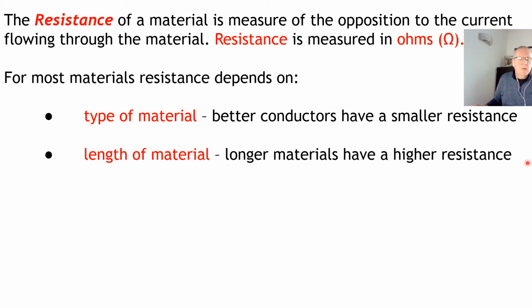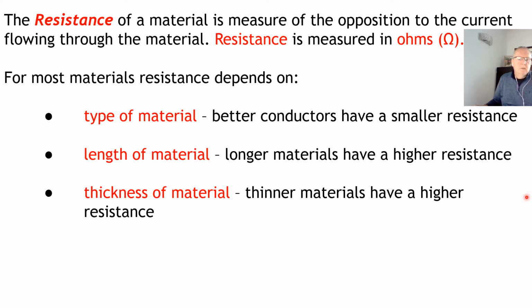Now, when we're talking about the length of material, if you've got a length of wire, for example, then the longer the wire, the greater the resistance, and conversely, the shorter the wire, the smaller the resistance. The thickness of the material: thinner materials have a higher resistance. If you imagine trying to push electric current through a thin wire, it's going to be more difficult than pushing it through a thick wire.